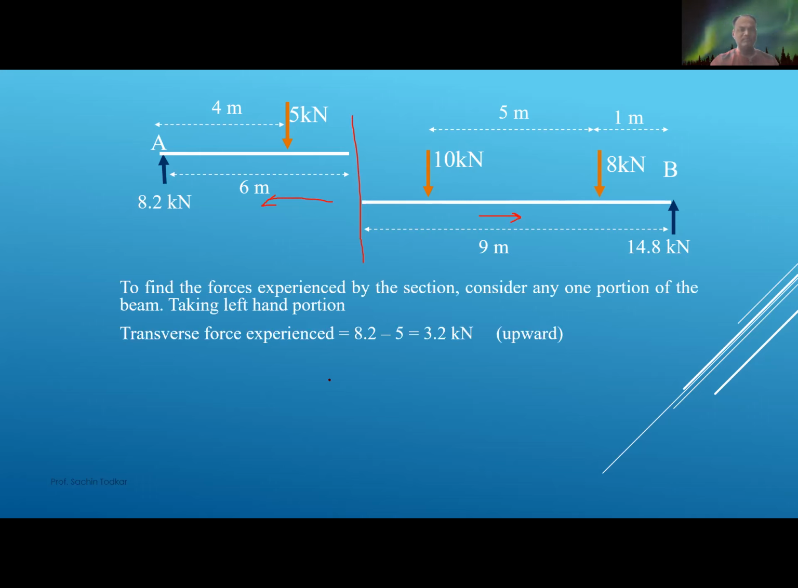So suppose I'm going to calculate in leftward direction, what will happen? 8.2 kilonewton in upward direction minus 5 kilonewton in downward direction. It will be 3.2 kilonewton in upward direction. Bending moment: 8.2 into 6 minus 5 into 2. We are going to see the sign conventions in next slide. So it is 39.2 kilonewton meter clockwise.